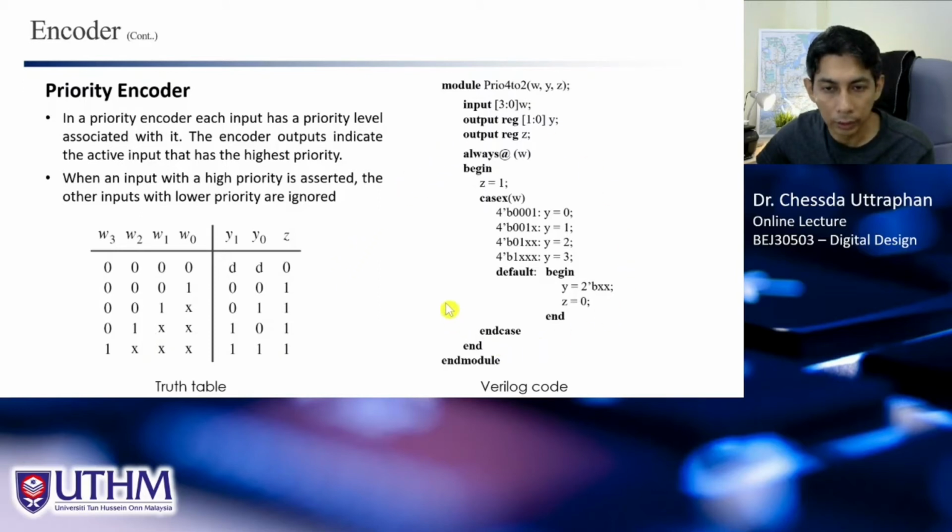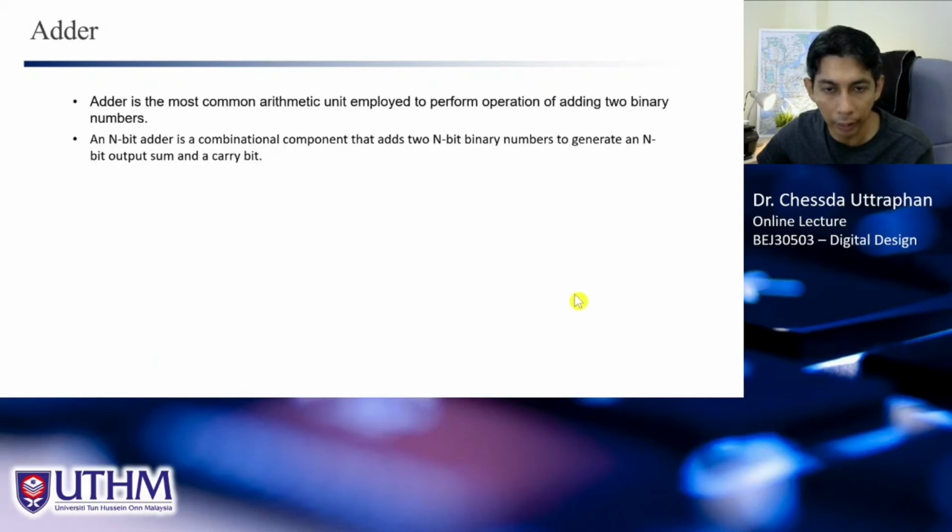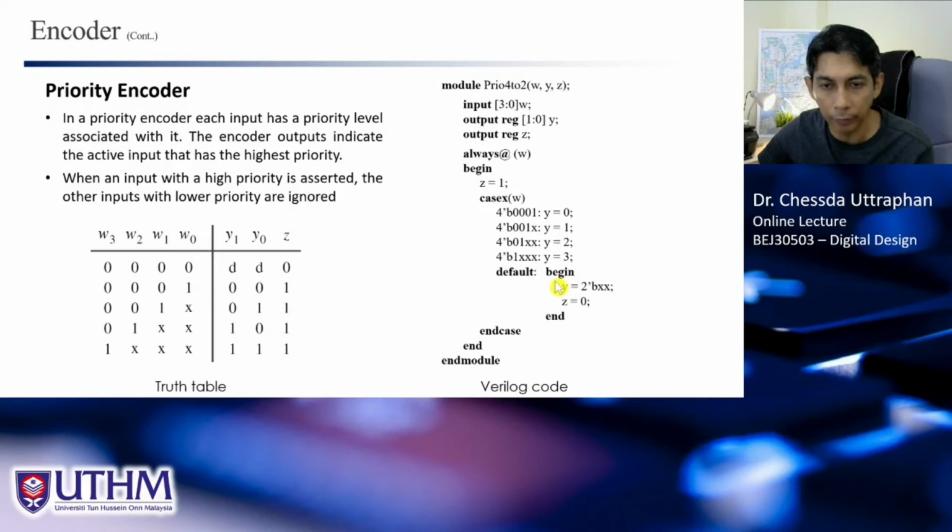And this is the code, exactly based on this. So we have W, we use casex, this is for the priority. Casex means that we have don't cares in our combinations. So if 0001, this one has no don't care. If this one we have don't care, and y equals 1 here, right? Until we have this, y equals 3, 1 1 means 3. But if other than this, we can use default again, and we have 2 statements in default. That's why we need to have begin and end.